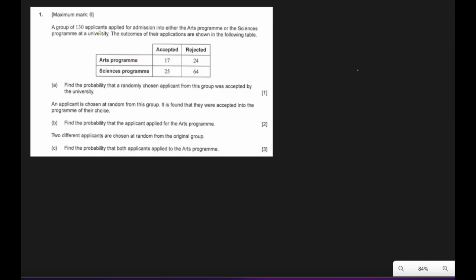A group of 130 applicants applied for admission into either the arts program or the sciences program at a university. The outcomes are as follows, okay, in this table. Find the probability that a randomly chosen applicant, that means they're choosing only one randomly chosen applicant from this group, was accepted by the university. So the probability of accepted will be total accepted divided by total applied.